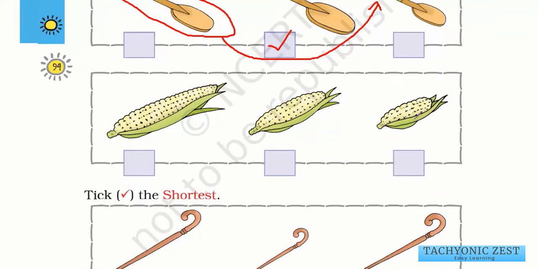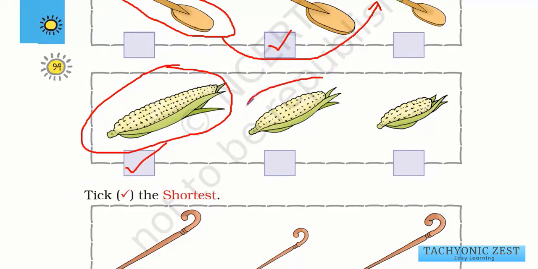Let us see the next question. In this question we have to take the longest. These are a few corns that are given. Out of these corns, the longest corn is this one over here. So this one is the longest out of all these 3. That is the correct answer, so we will take this one. This corn over here is longer as compared to this corn, and this corn is shorter as compared to this corn.